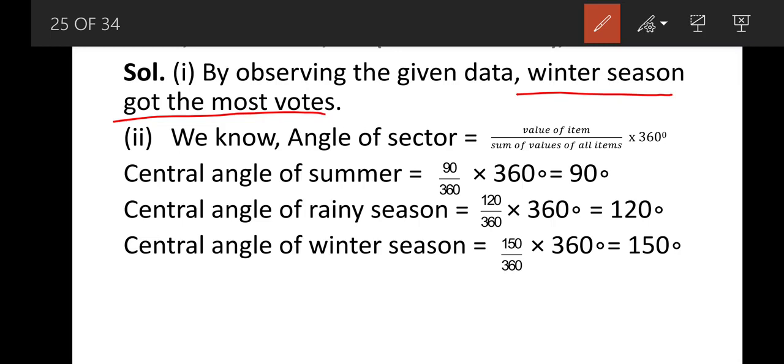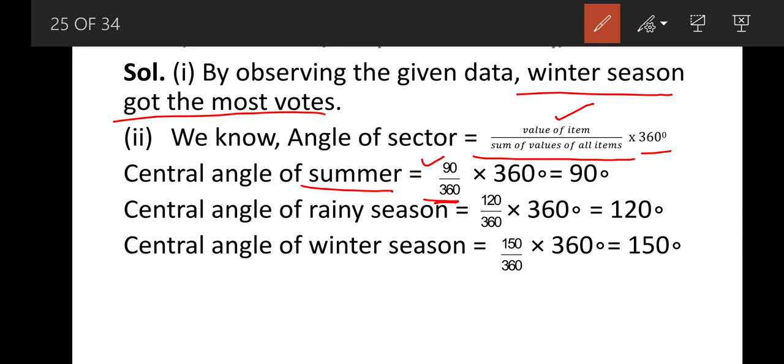For the second part, as I told you, the angle of a sector is to be calculated. To find the angle of a sector, what is the formula? Value of item over sum of values of all the items into 360 degrees. So value of item, that is for summer season, 90 people voted in favor, and total, as I told you, a group of 360 people were inquired or surveyed.